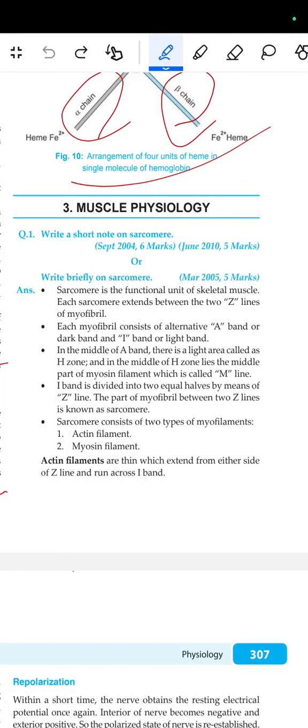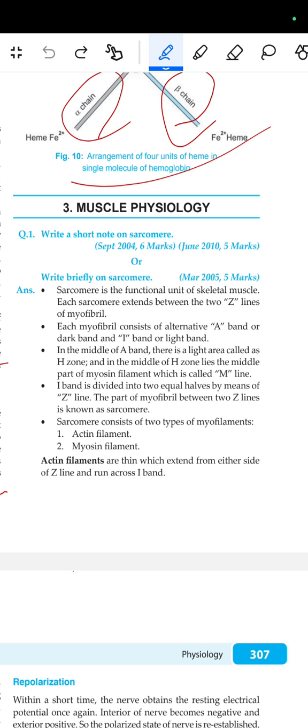Next is muscle physiology. Here we will see: write a short note on the sarcomere, write briefly on the sarcomere. The sarcomere is the functional unit of the skeletal muscle. Each sarcomere extends between the two Z lines of the myofibril. Each myofibril consists of alternating A bands, or dark bands, and I bands, or light bands.